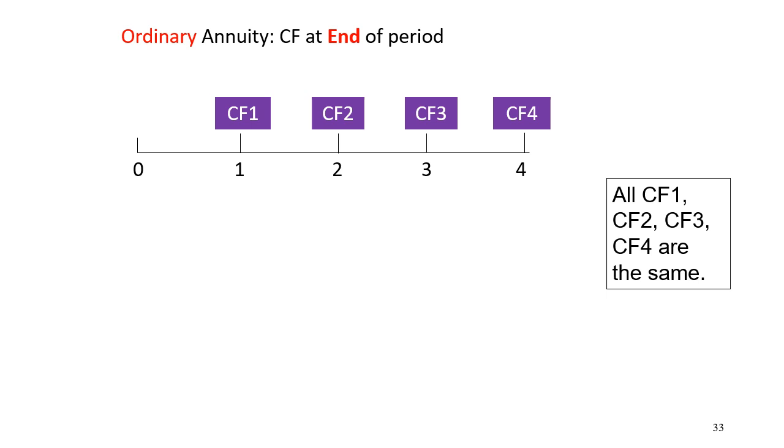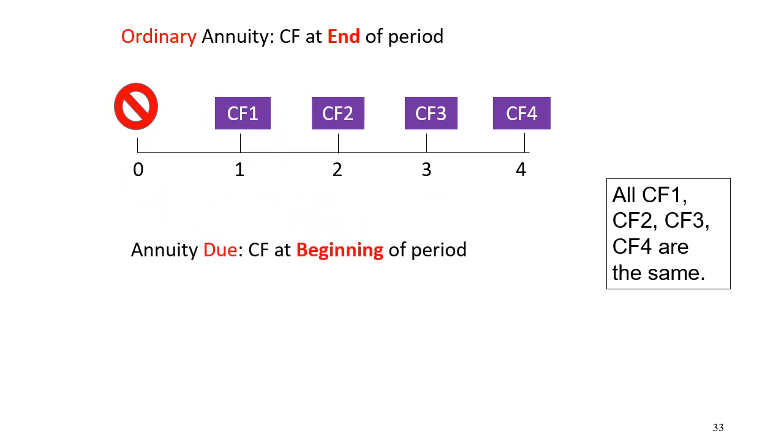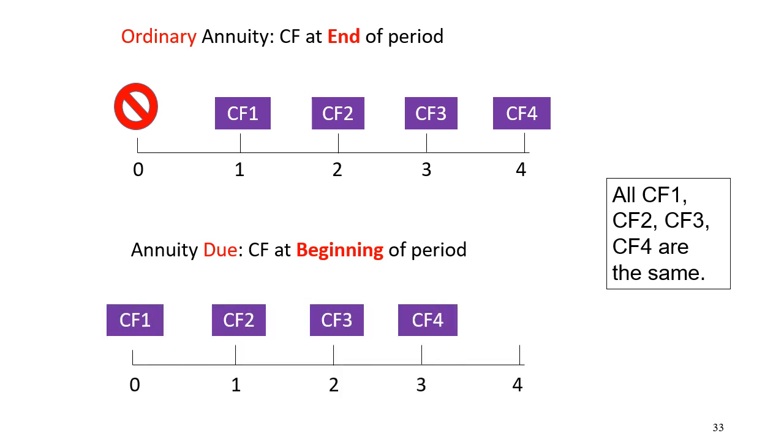Ordinary annuity, the cash flow occurs at the end of the period, so it does not have any cash flow at the beginning. But for annuity due, the cash flow is at the beginning of the period, so it does not have cash flow at the end.